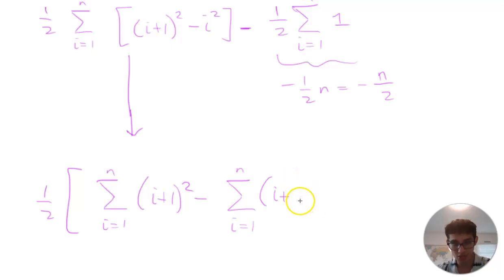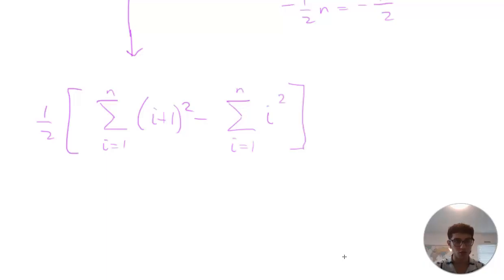No, sorry, not I plus 1. This is just I squared. Notice one thing though, right? If you take the first few values of both of these, you're going to see a lot of cancellations. And there are a few ways of going about doing this, right? You can plug in I equals 1. You get 2 squared minus 1 squared plus 3 squared minus 2 squared plus 4 squared minus 3 squared, and so on. Right? You can do that.